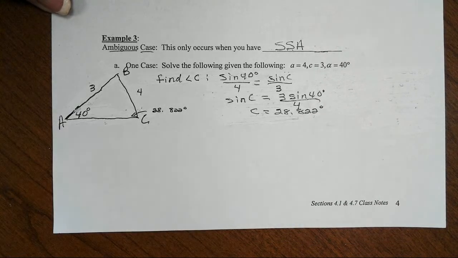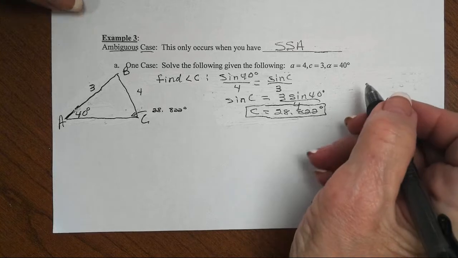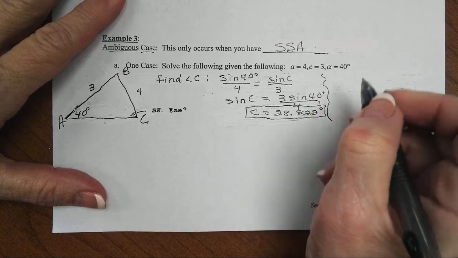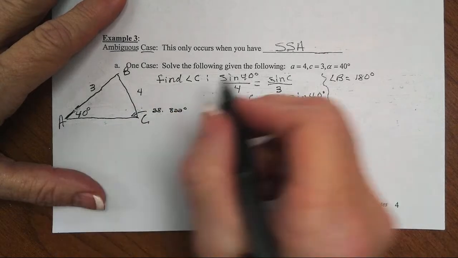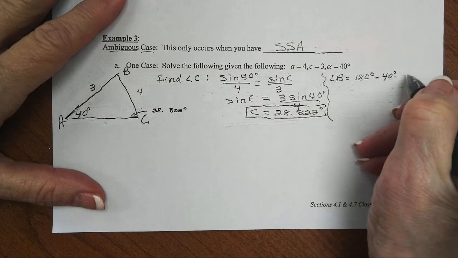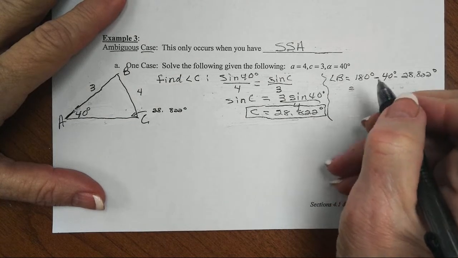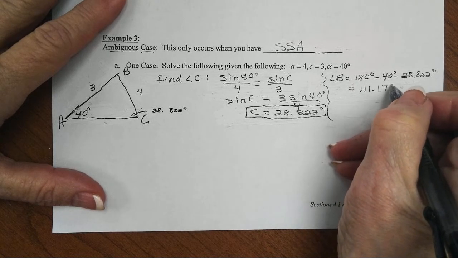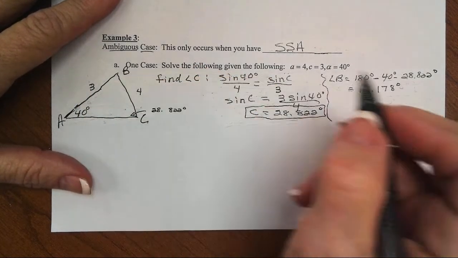Okay, so we've started to solve. That's angle C. Now we need to find angle B, but that's actually kind of easy because angle B is just 180 minus the two angles we already know. We know 40 degrees, so 180 minus 40 degrees minus 28.822 degrees. And we subtract and we get 111.178 degrees. So that's what this angle is.